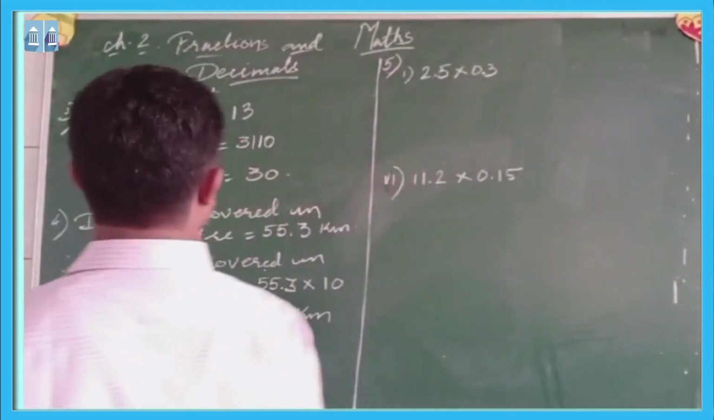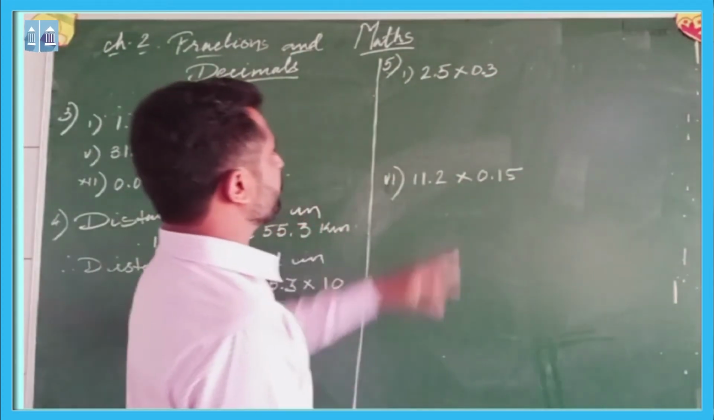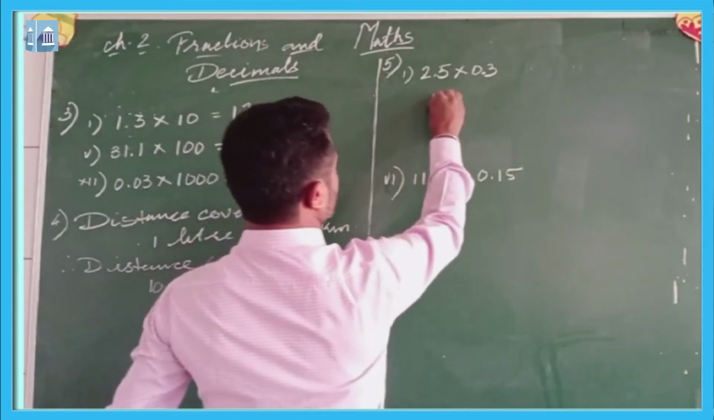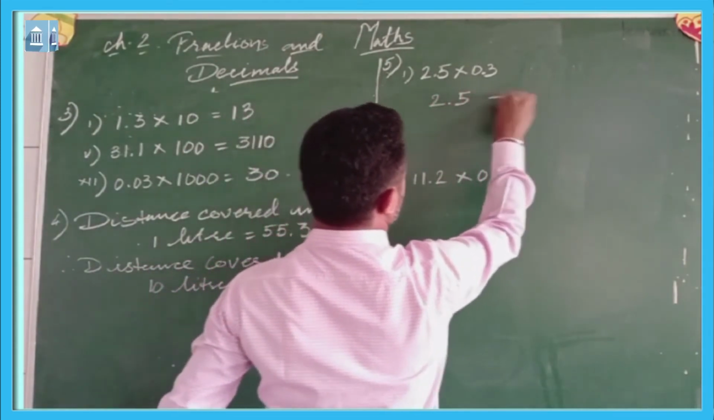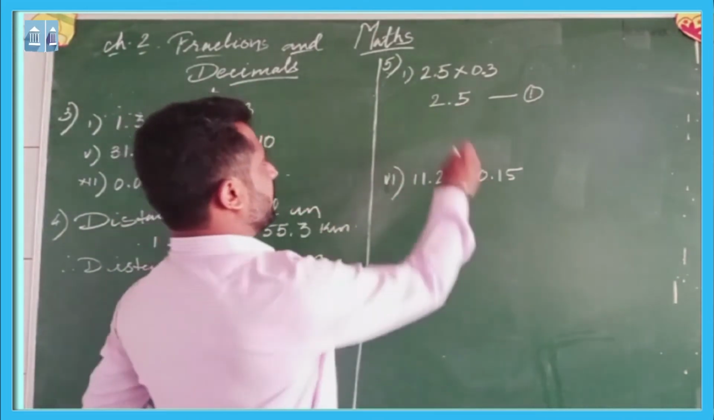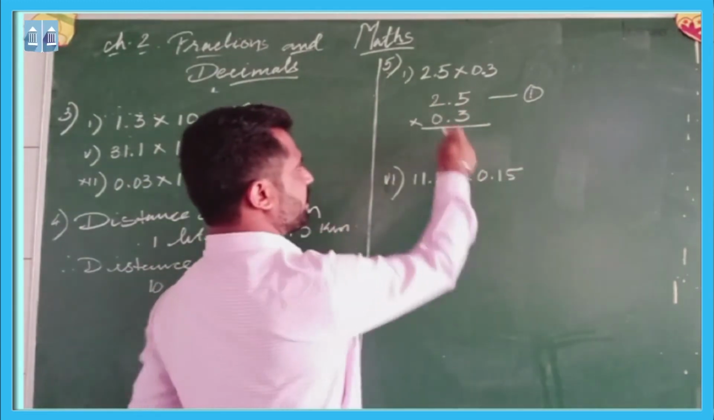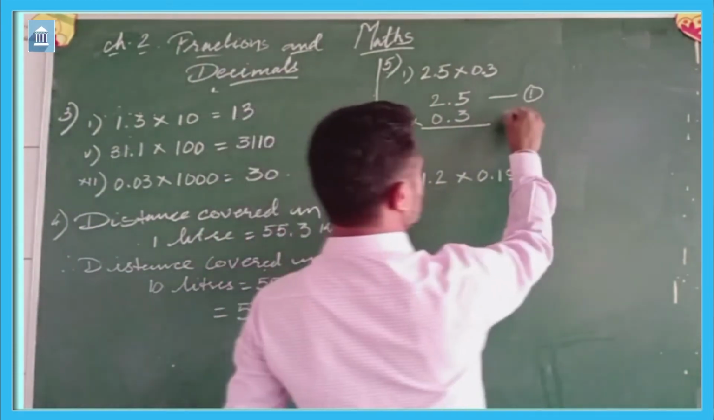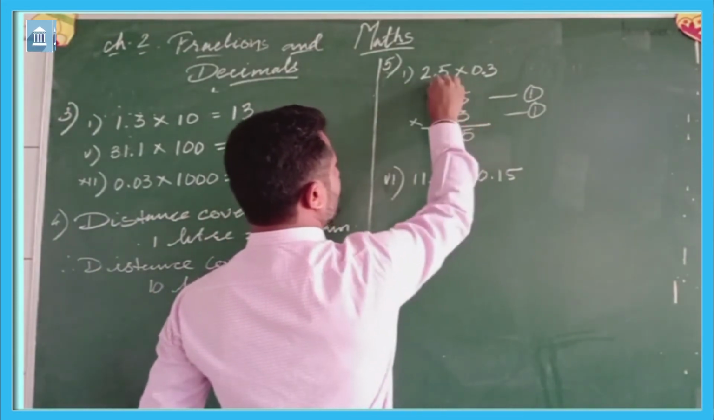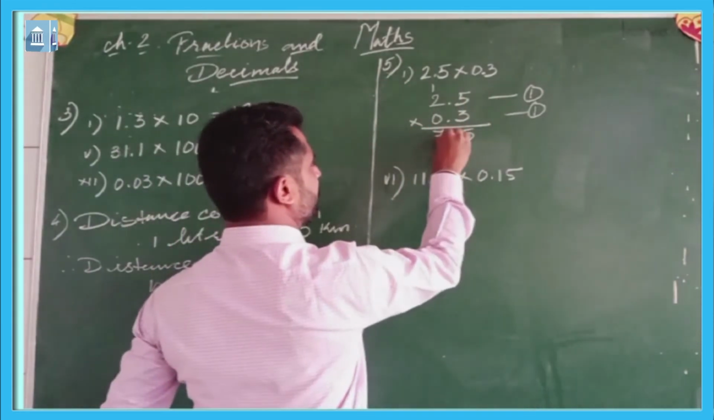Now let us see question number 5. Find the first one: 2.5 multiplied by 0.3. Here we see that decimal points are there in both the numbers. In 2.5, there is one digit after the decimal point, multiplied by 0.3. Again here also after the decimal point there is one digit. So here also we will write 1. Now 5 3s are 15. So 1 will come here. 2 3s are 6 plus 1 is 7. So 7 will come here.